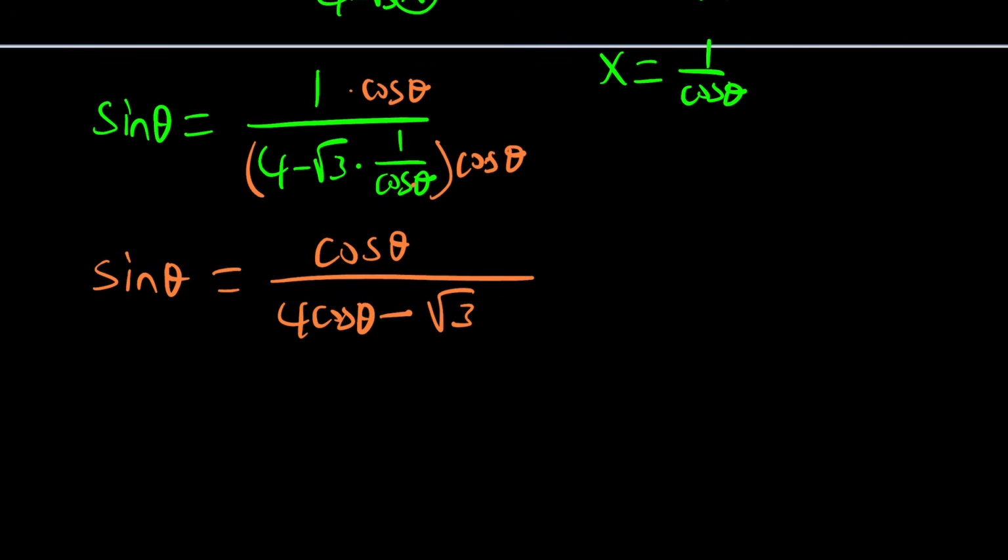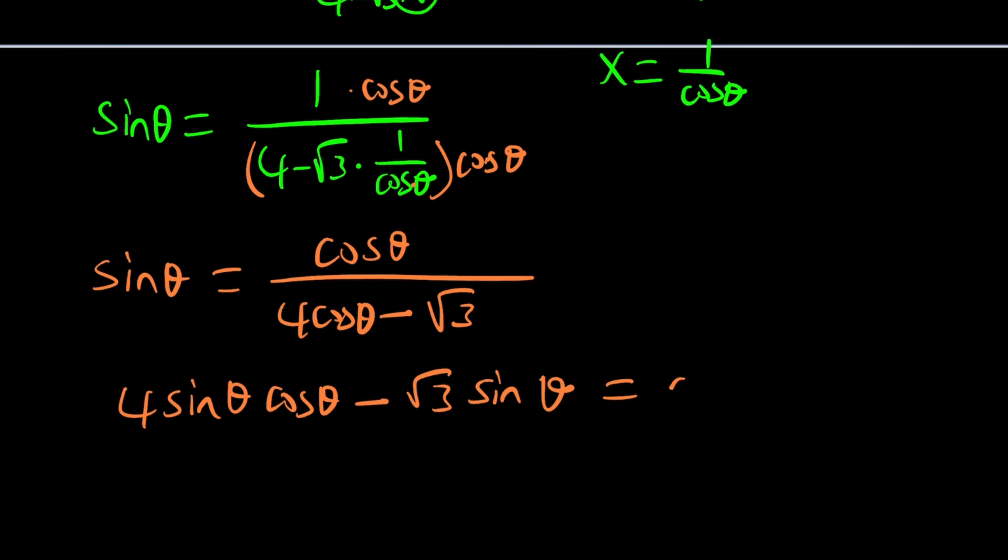Now let's distribute, multiply, and try to simplify this. If you cross multiply here, you're going to get 4 sine theta cosine theta minus square root of 3 sine theta is equal to cosine theta. Awesome. Now, let's put it in a nicer form.